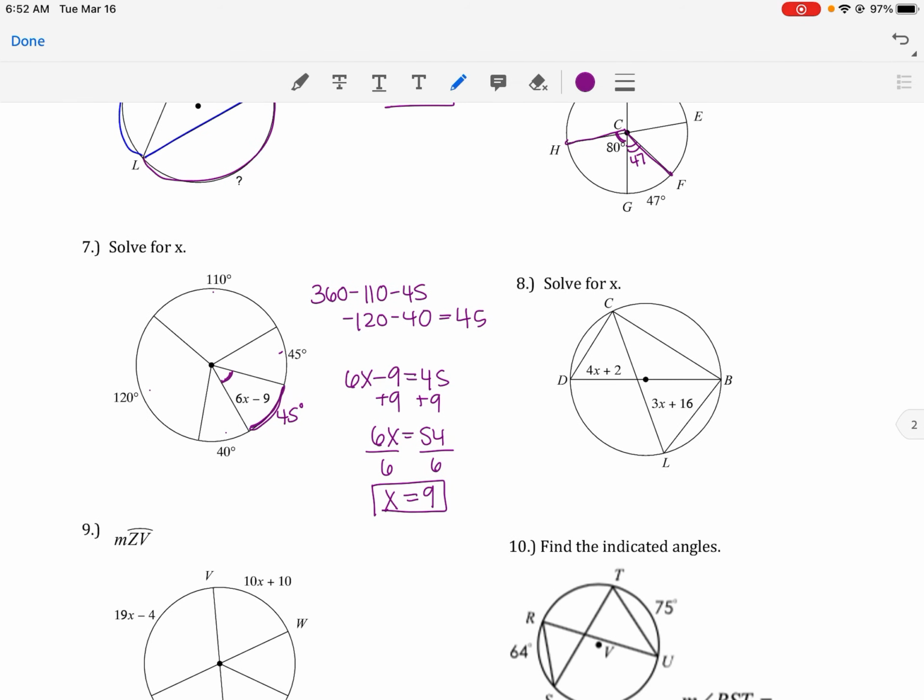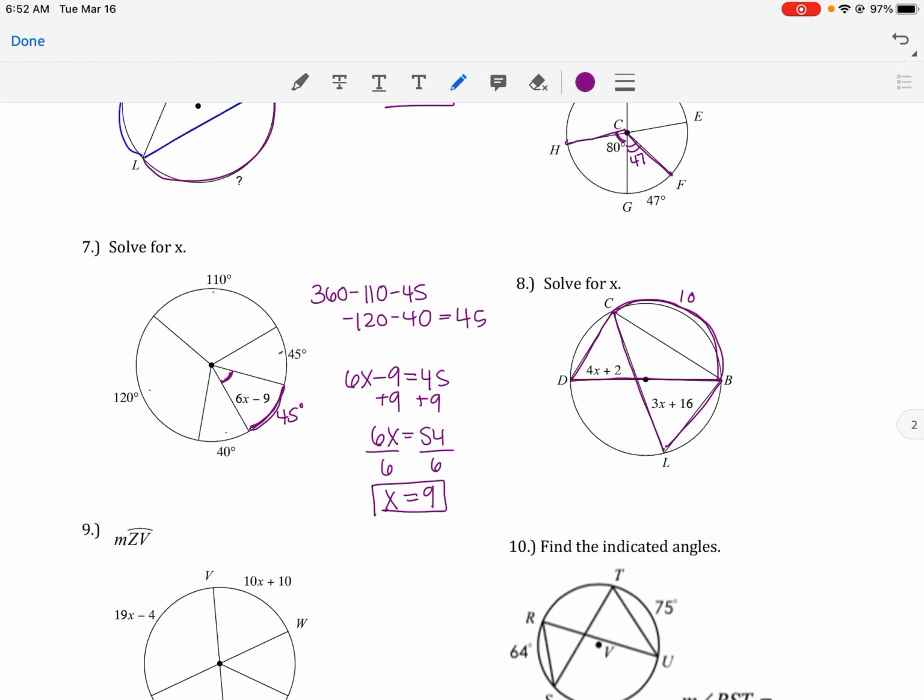Okay. This next one's a little bit trickier because we've got to look to see what's going on. This first one's referring to angle D, which corresponds with this arc CB. The next one corresponds with angle L, which also corresponds to the same arc. Let's say that arc, for example, was 100. If that's 100, that means both these angles have to be 50.